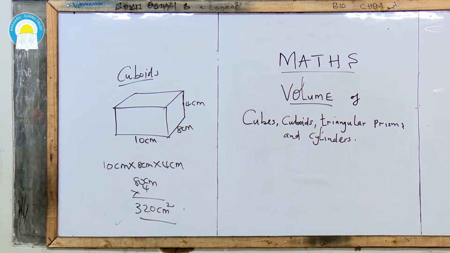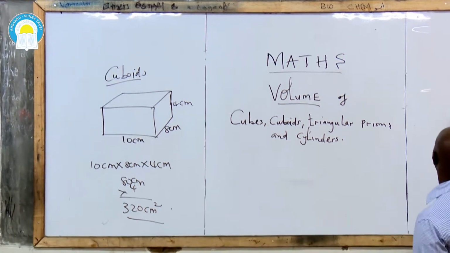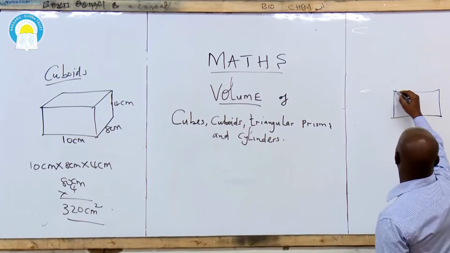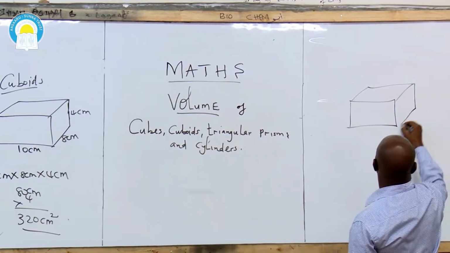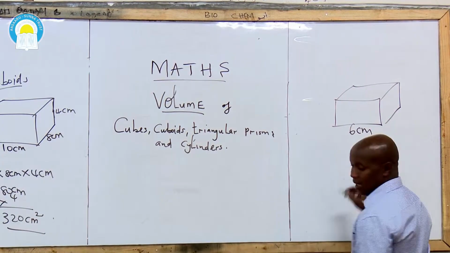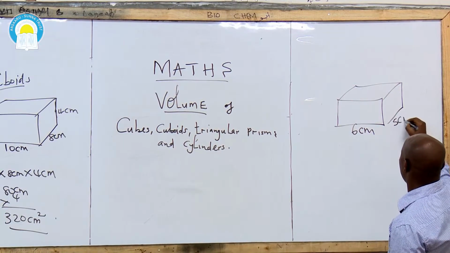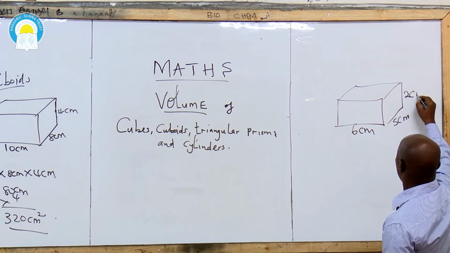Another very good example on the volume of cuboids. I give you another cuboid here. Let the length be 6 centimeters. Let the width be 5 centimeters. And then let the height be 2 centimeters.